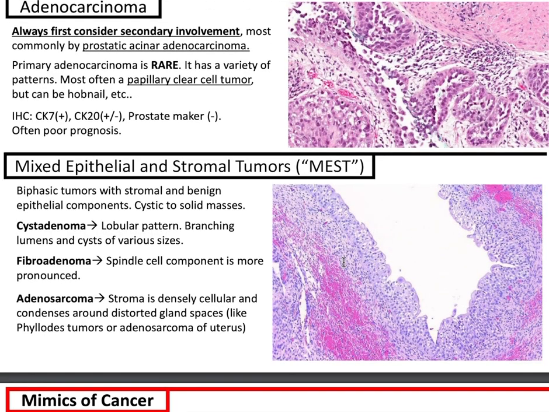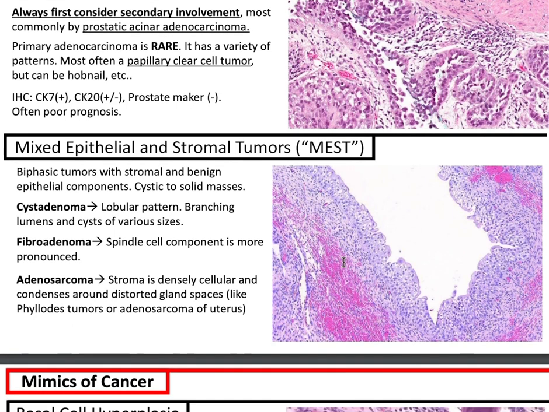Mixed epithelial and stromal tumors, MEST. It's a biphasic tumor with stromal and benign epithelial components. And we talked about cystadenoma, fibroadenoma, and adenosarcoma.